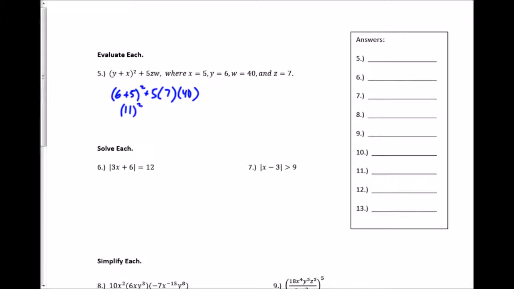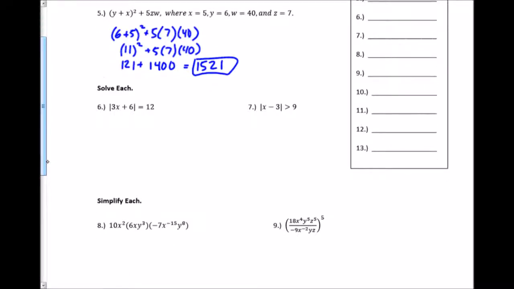That gives me an 11 squared plus 5 times 7 times 40. 11 squared is a 121. Here, the 5 times 7 times 40 gives me a 1400. And so that gives me 1,521. That's it.